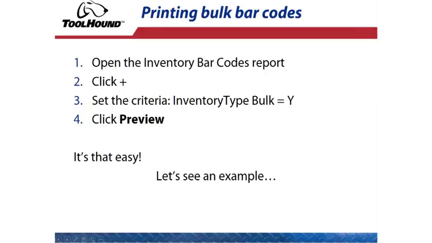Printing bulk barcodes has 4 basic steps. Open the Inventory Barcodes report. Click plus in the criteria grid. Set the criteria of inventory type bulk equals yes, then click Preview.